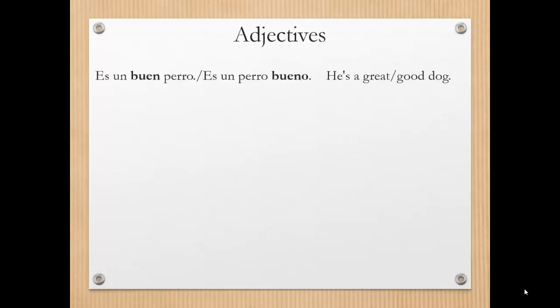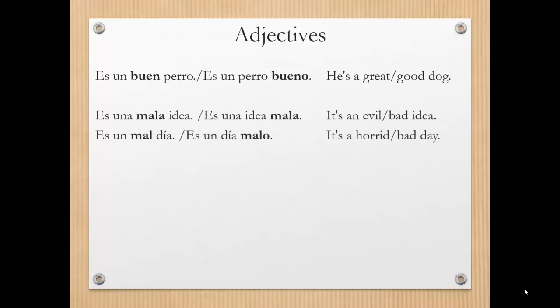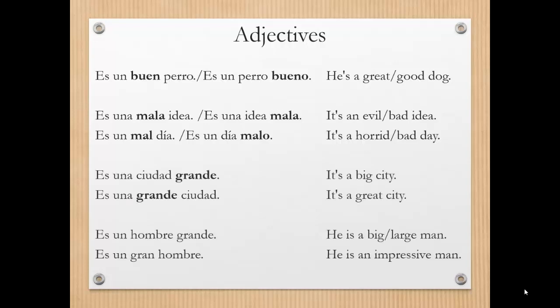Bueno comes to mean great or exceptional when before the noun, but good when it comes after it. Malo means just generally bad when after a noun, but horrid or evil when before the noun. Grande comes to mean great or impressive when before the noun, rather than the meaning of large, like when it is after the noun. When these adjectives precede a masculine singular noun, they shorten to buen, mal, and gran. For right now, this should get you started on how to use adjectives properly in Spanish.